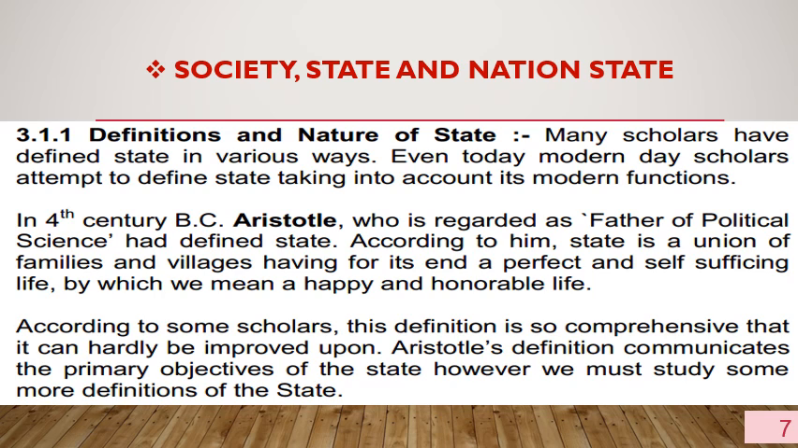In the 4th century, Aristotle, who we know as the father of political science, defined the state based on his own perspective. According to him, the state is a union of families and villages, which have for its end a perfect and self-sufficing life, by which we mean a happy, honorable, suitable life.